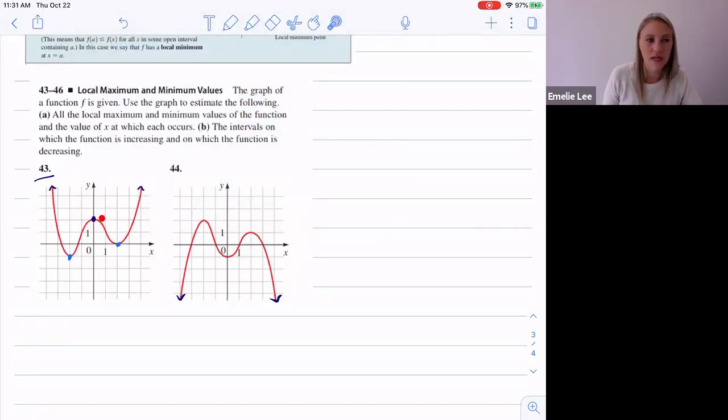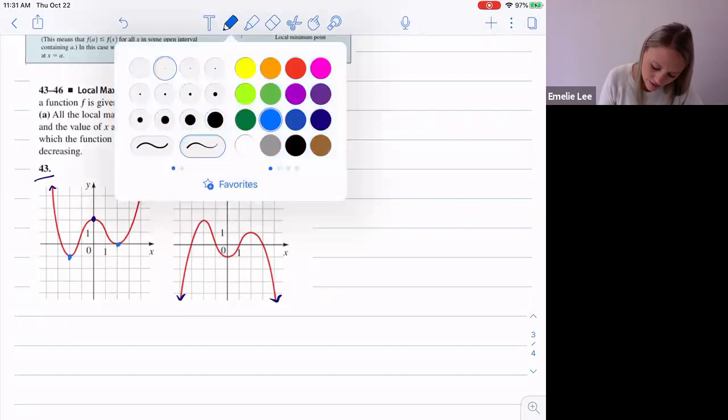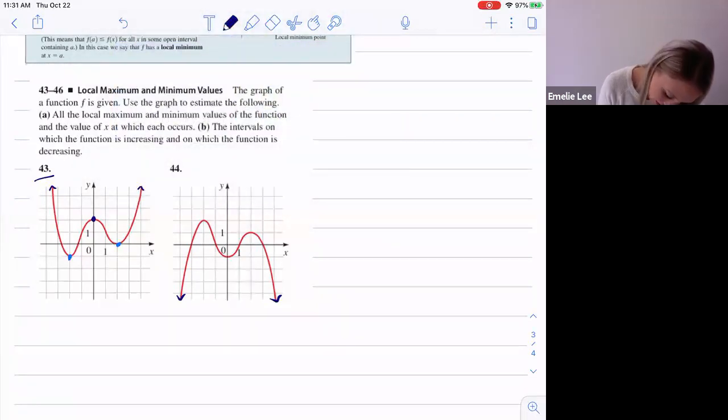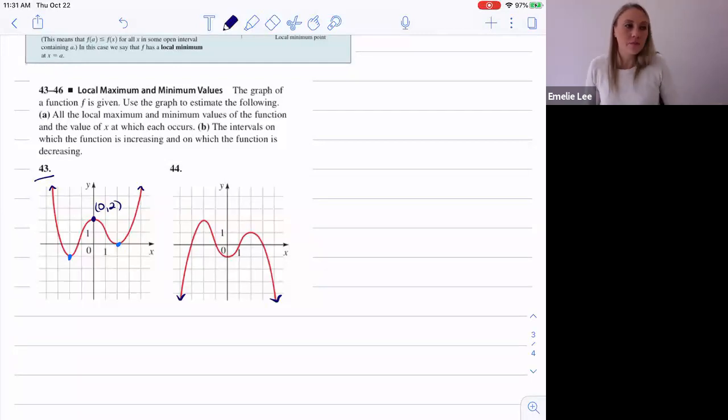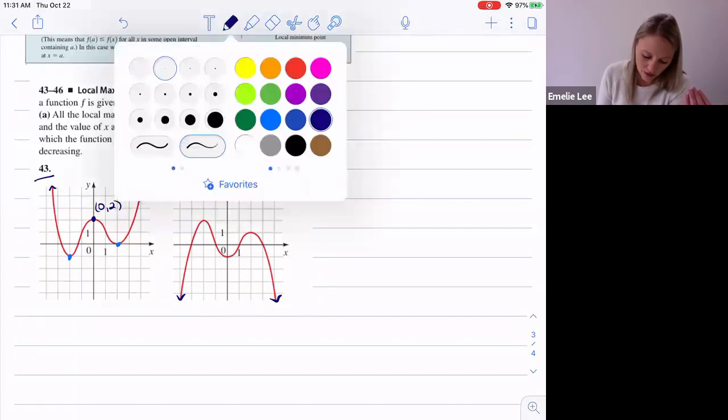We'll start with this maximum. Looks like at x equals 0, y equals 2, because they've shown us that the scale is just 1 unit per square. And so here, this is at (0, 2). So the maximum happens when x is 0 and the maximum value is 2. Okay? So let's talk about the minimums.